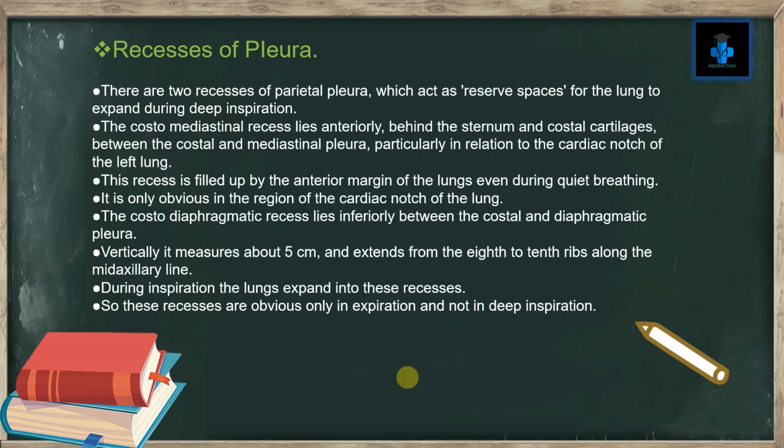The costo-diaphragmatic recess lies inferiorly between the costal and diaphragmatic pleura. Vertically, it measures about 5 cm and extends from the 8th to 10th rib along the mid-axillary line. During inspiration, the lungs expand into these recesses. So these recesses are obvious only in expiration and not in deep inspiration.